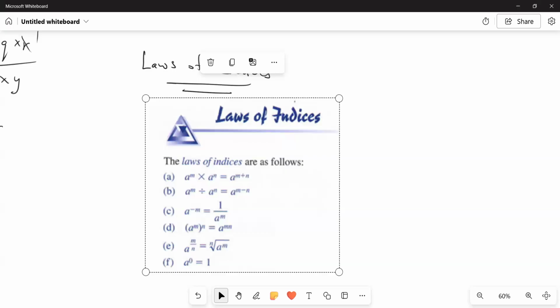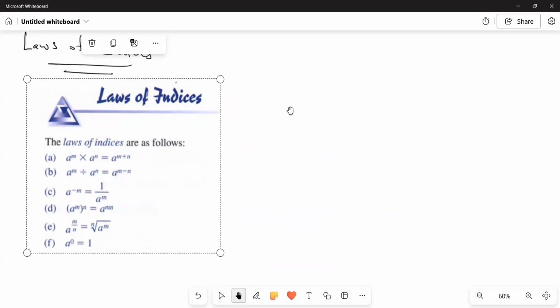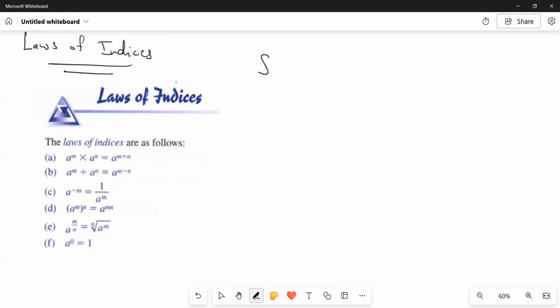Let's do some examples to show you how multiplication and division become easy now. Let me find a hard one. All right, let me do this one. I want to keep the laws right here, so they're not too far. So I work right in this area. Let's say you have to simplify something like this.